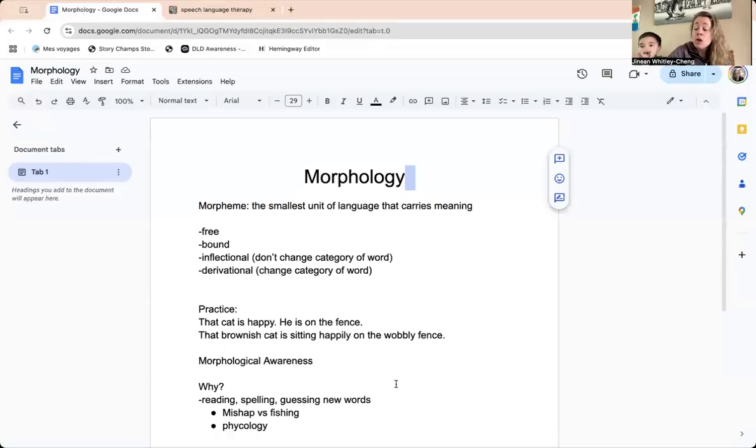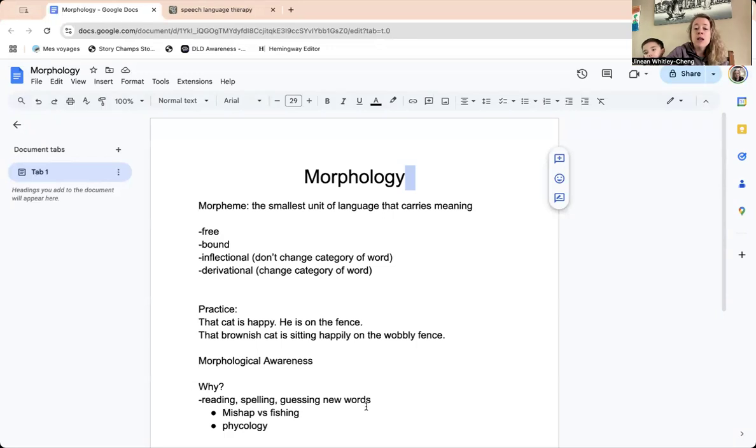I'm going to share my screen. And I'm hoping to empower you so that when you're speaking with professionals or with your child's teacher, for example, if this word comes up, you know what you're talking about. And you can even advocate for your child using these kinds of words.